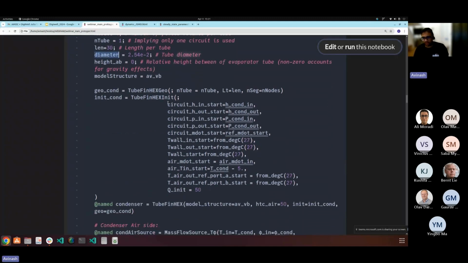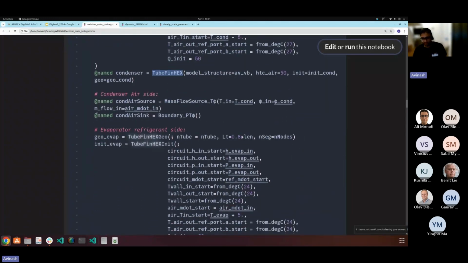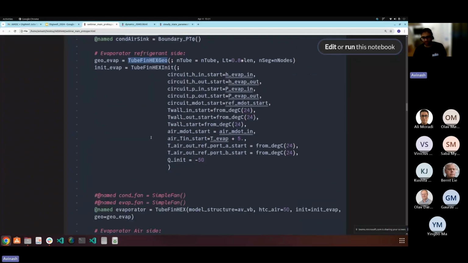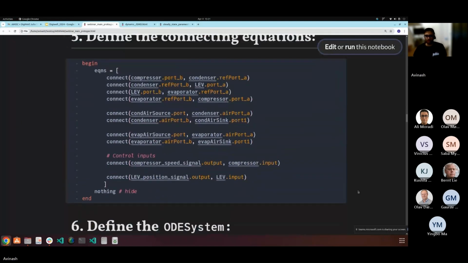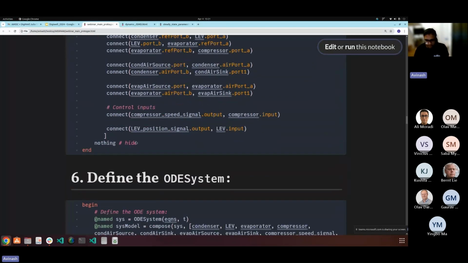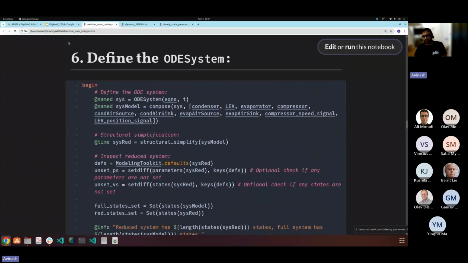The tube diameter, and then set up and call the heat exchanger for the condenser, evaporator with air, and so on, and then connect the entire system. So in this case, it's just a single-level vapor compression cycle: compressor, condenser, LEV, evaporator, and so on. And then the general idea in ModelingToolkit is you would begin by defining the ODE system, that is a collection of all these components connected together.